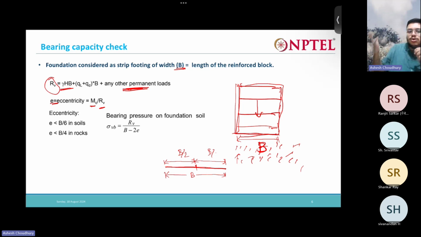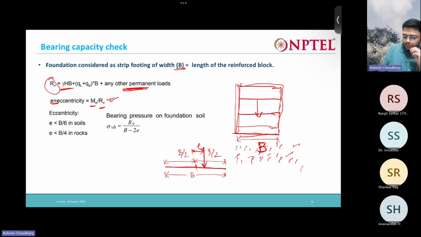Say the total load that is coming, if you want to represent that as a single vertical load, a single vertical reaction. That vertical load will be acting at some eccentricity at the base. So that eccentricity you have to find out.